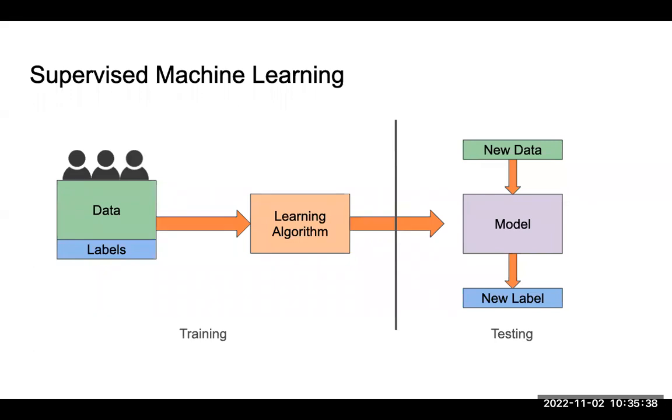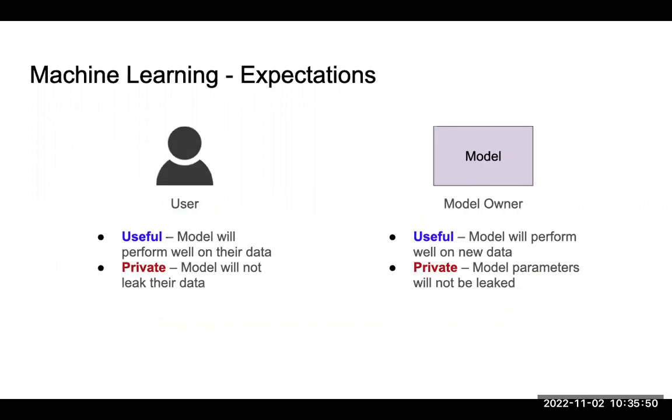There are two parties involved here: the people contributing data, and the person that owns the model. They each have their own expectations for what's going on in this process. The first thing on the user side is that they want this model to be good for them. If it's a fraud detection model, they don't want all of their transactions to start being classified as fraud. They want it to be useful for them. They also want the model to be private. They don't want the fact that this training process is happening to leak private information about their data.